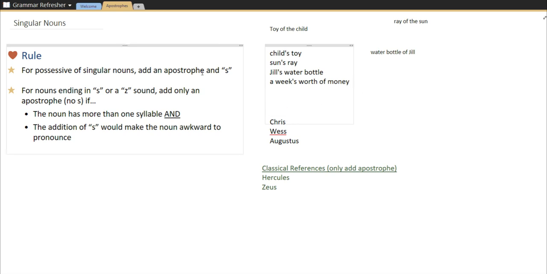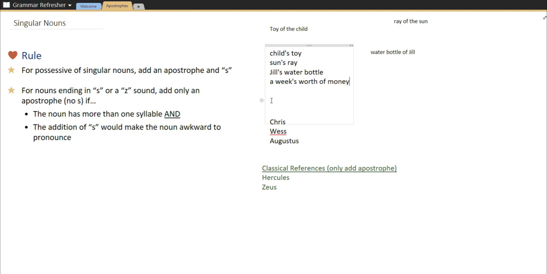Now let's look at singular nouns that end in S. I have an example here for nouns ending in S or a Z sound. You add only an apostrophe and no S if that word matches these two rules: the noun has more than one syllable, and adding an extra S would make that word too hard to say.